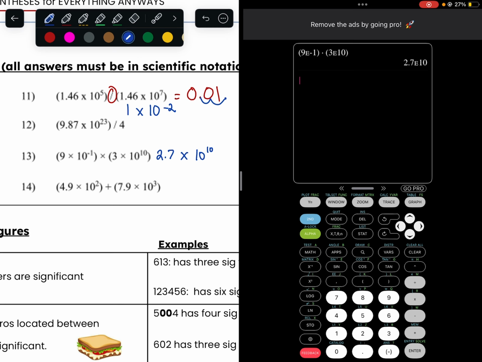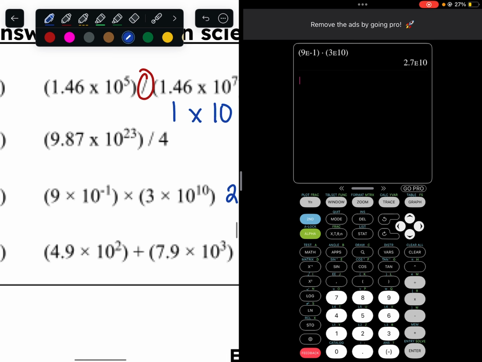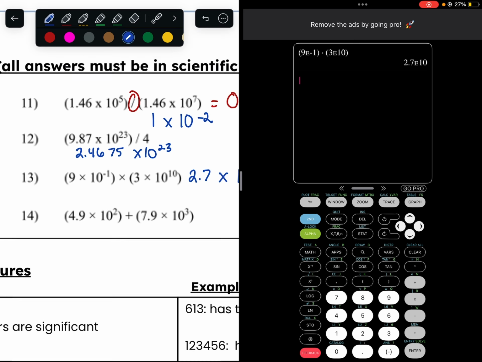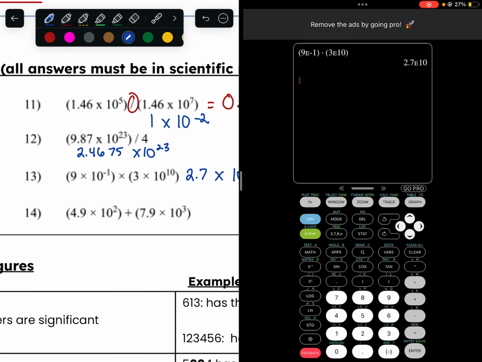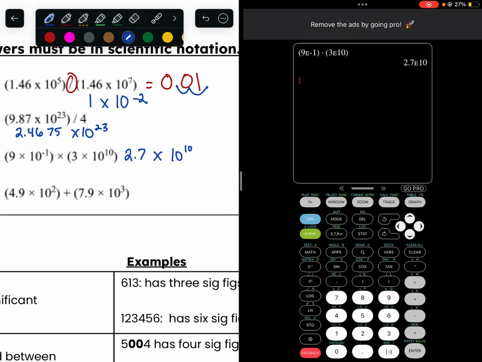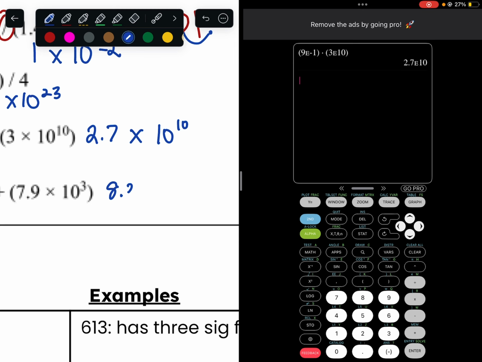All right, so for the other ones, I'm going to pause here, and then I'm just going to go over what the answers are and see if you got it right. So if you did this correctly, this one should have come out to be 2.4675 times 10 to the 23rd. Now, that's a lot of digits. We'll learn in the significant figures lesson what to do with those digits and where to cut off and round them. And for this one, we should have gotten 8.39 times 10 to the third.